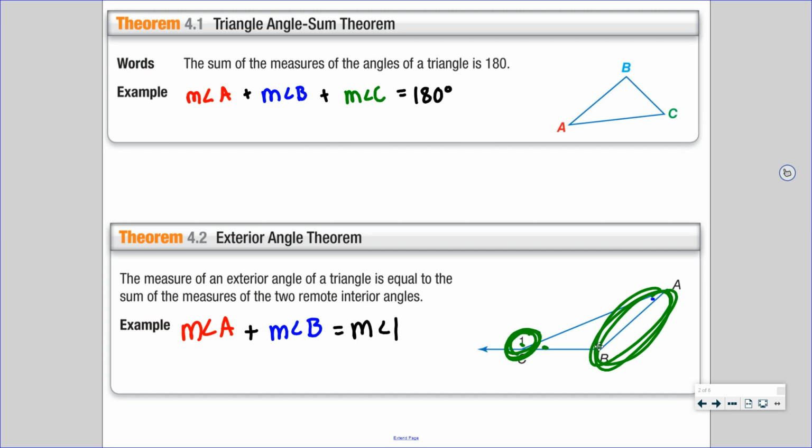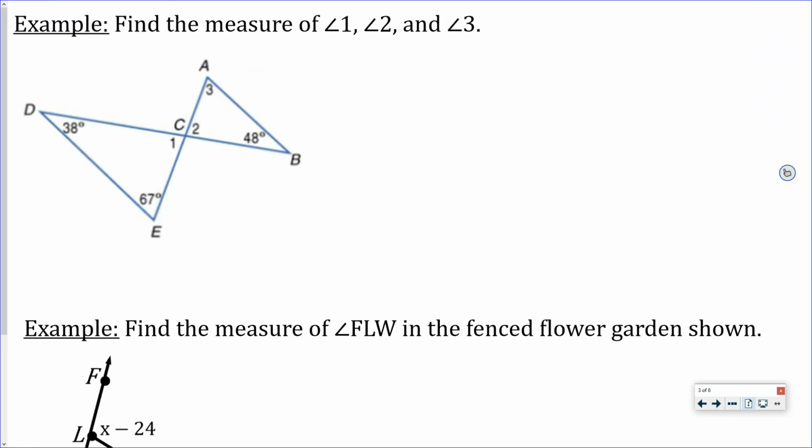All right, let's try a couple example problems. Here we have a couple triangles, and we have to find the measure of basically the unknown angles here that are labeled measure 1, measure 2, and measure 3. So I look at this and I see that first triangle CDE, and I'm like, hey, I can easily find the measure of angle 1 because I know that 38 and 67 and the measure of angle 1 have to add to 180. However you want to show your work here, I would probably just do my total of 180 minus what I already have, minus the 38, minus the 67. That could give me the measure of angle 1.